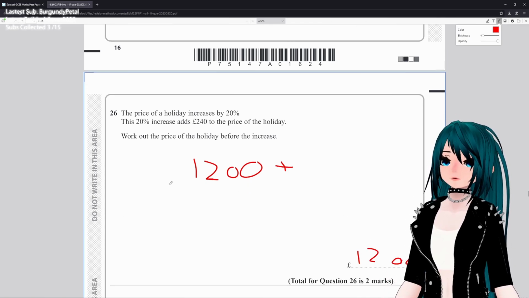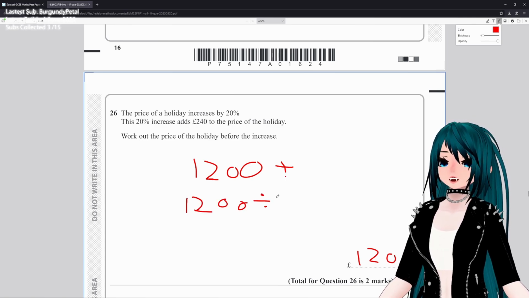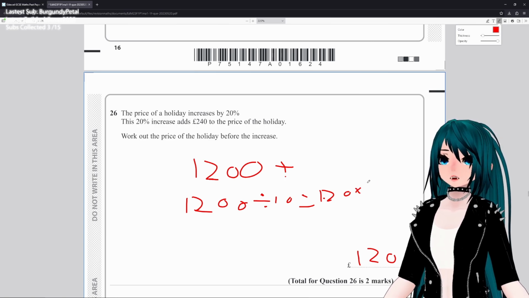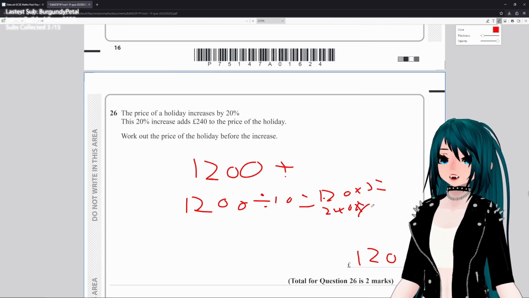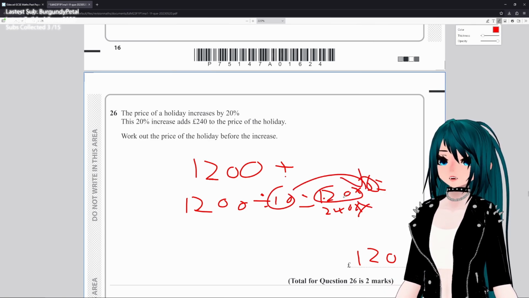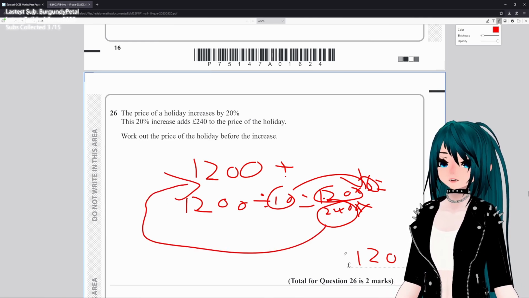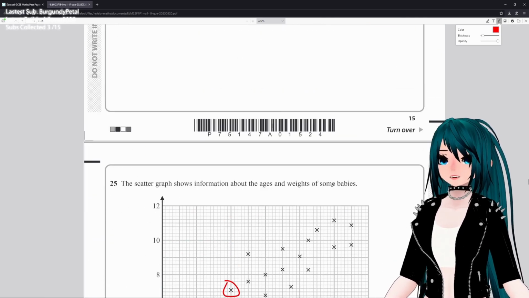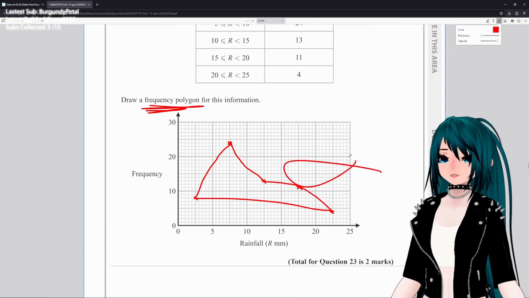Okay. But I kind of just trialed it in my head and I got it. 1,200 divided by 10 equals 120 times 2 equals 240. So that's the 240 increase from the 20%. So the 10, 2 is the 20%, which makes 240. So 240 is what gets added onto this. So it's 1,200. Bro, this is so much easier than remembering whatever this is.